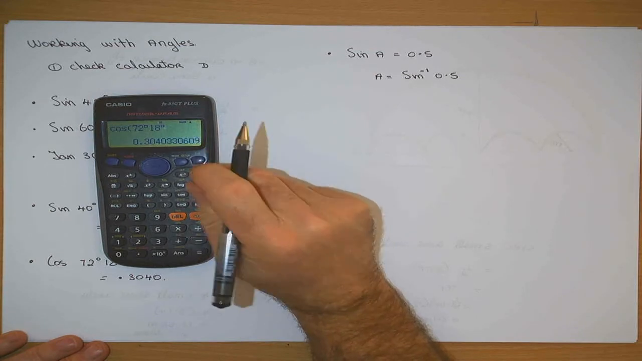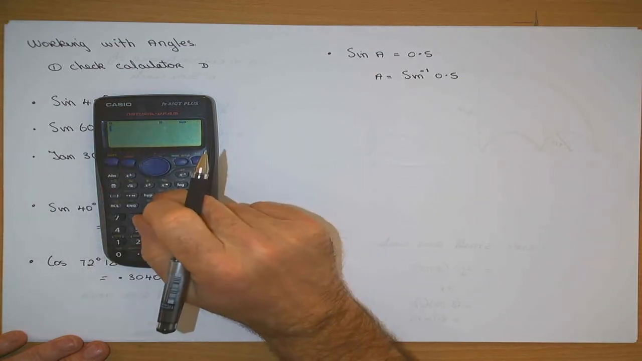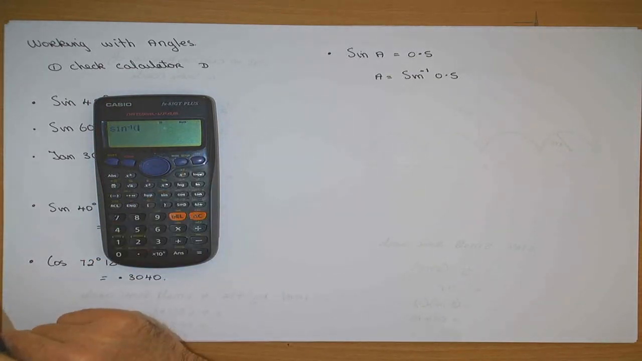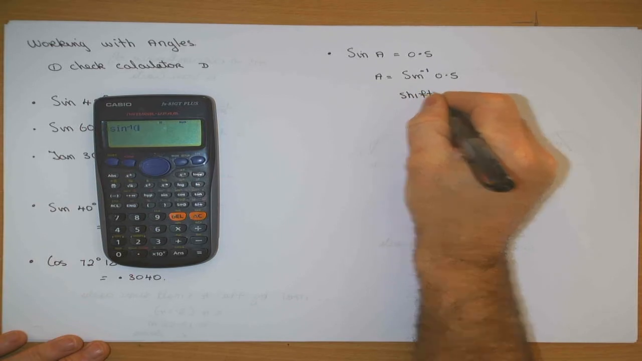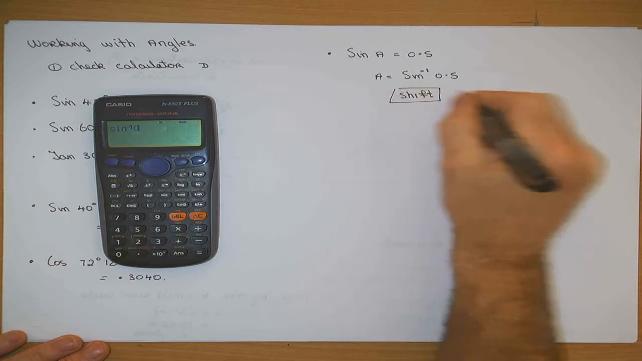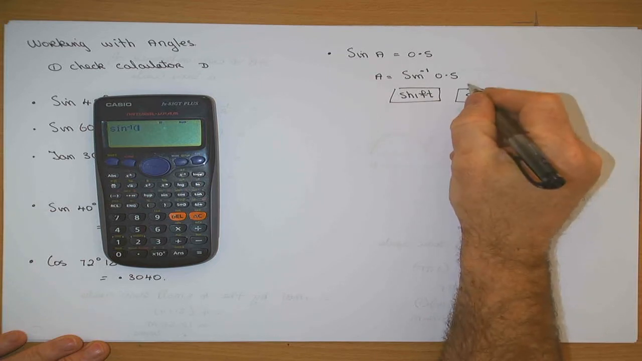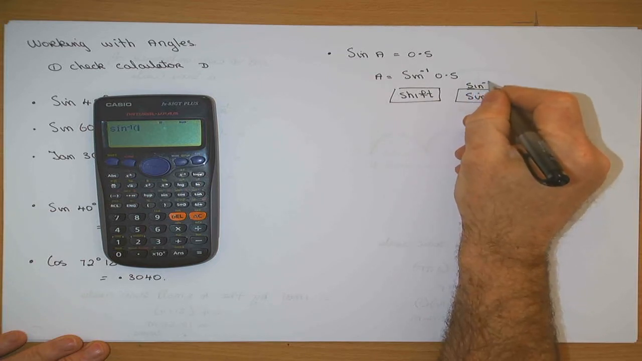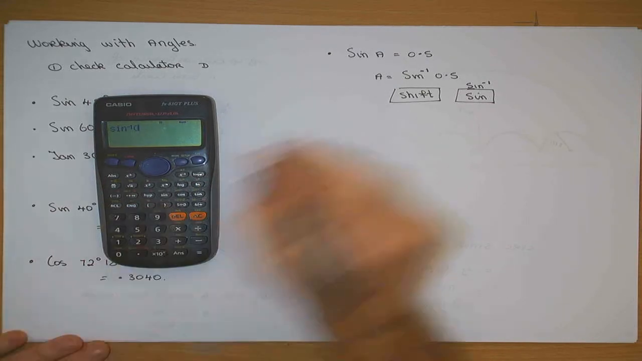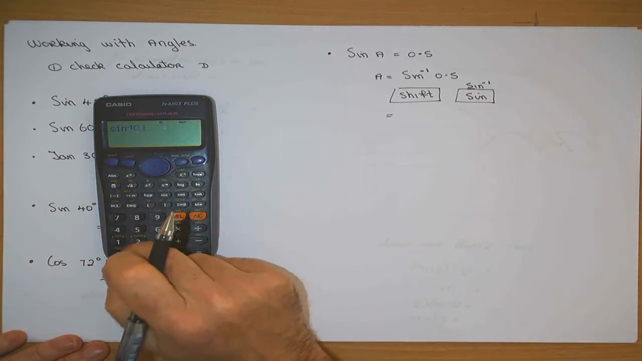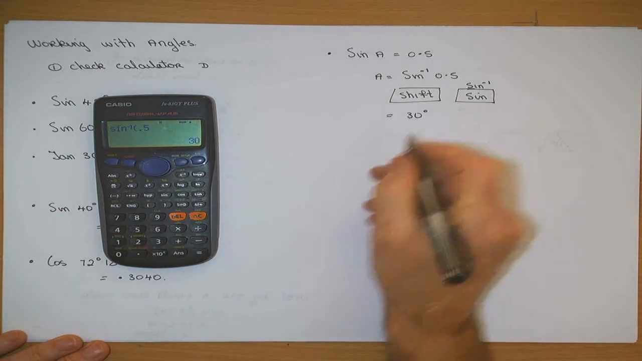And to do that in your calculator, you'll hit shift and then the sine button. So you hit the shift button first, then you hit the sine button. When you hit shift, written on the body of your calculator is sine inverse. And that's equal to then. You put in 0.5 is equal to, and it'll give you 30 degrees.